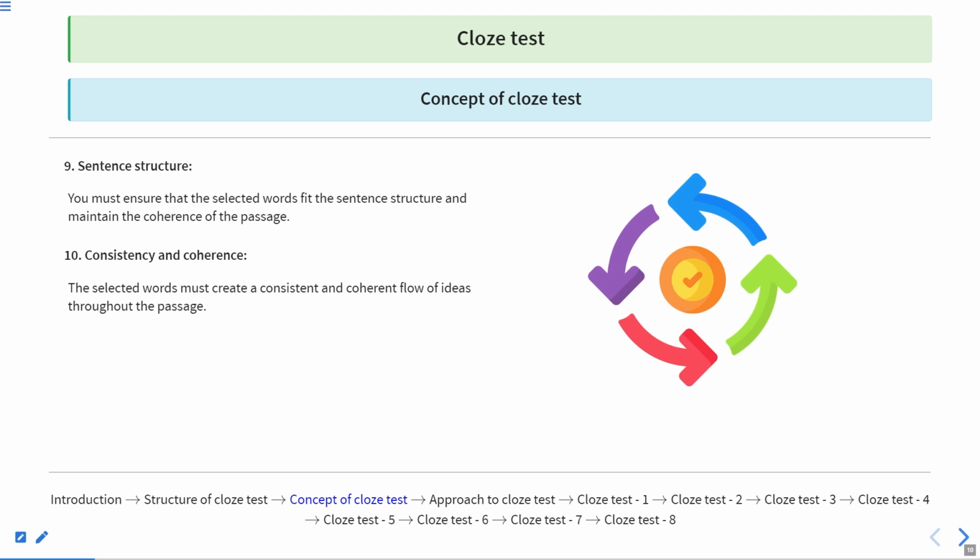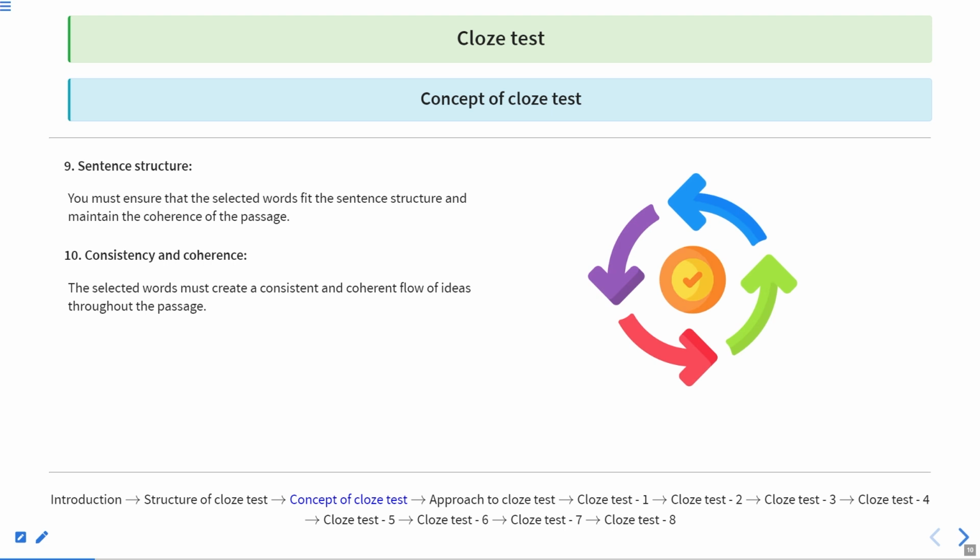Tenth is consistency and coherence. Whenever you are choosing the words to fit into the paragraph, the missing words, you have to select the words which create a consistent and coherent flow of ideas. Ideas are linked to each other.